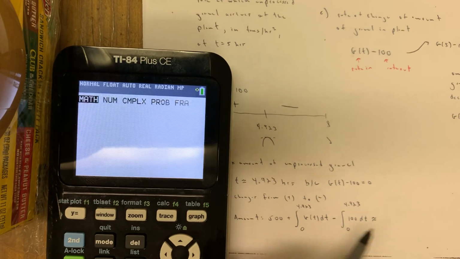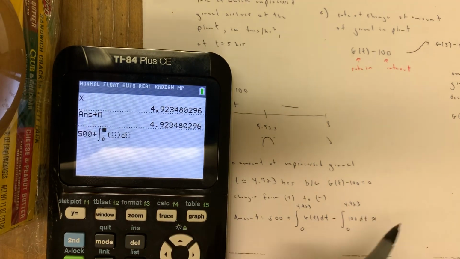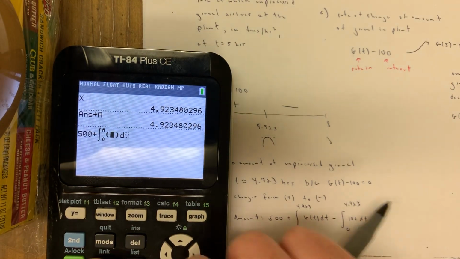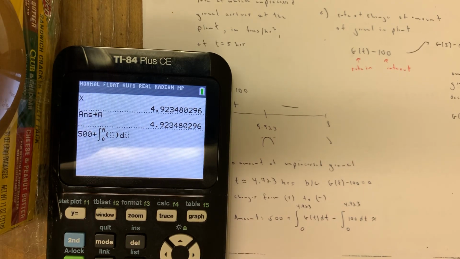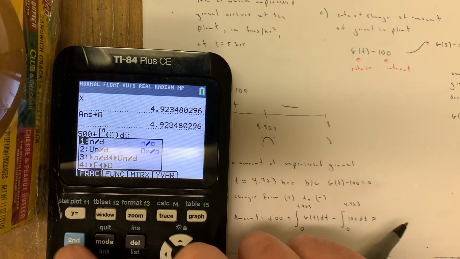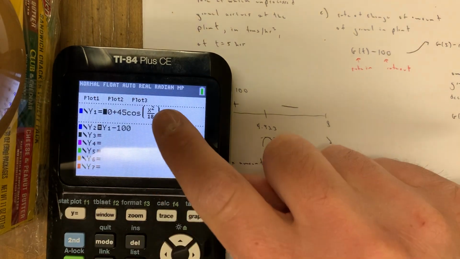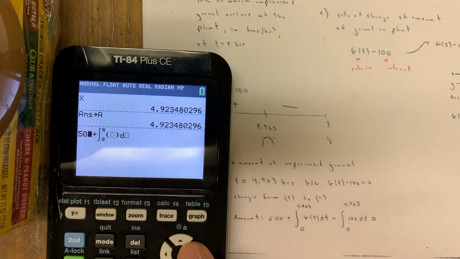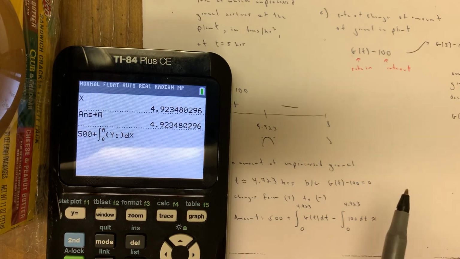500 plus the integral from 0 up to alpha A of whatever is in, what do I want? It was in Y1, right? I don't know what's happening right here. Okay, let me just check, right? There it is. Okay, so just be careful with stuff like that. So I do want Y1 here. It's easy to have a different function. Maybe you just have Y1 and then you put the minus 100 on the end. You didn't create Y2. So be careful.